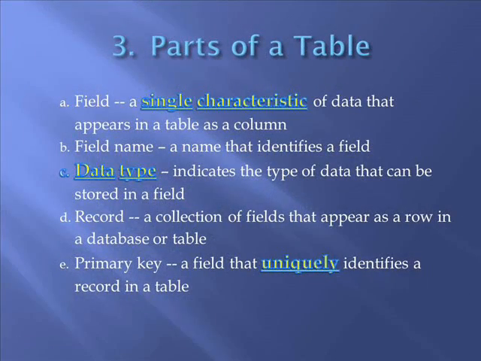It's already been stated that the table is the most important database object, and it is made up of fields, which are columns, and records, which are rows. A field is a single characteristic of data that appears in a table as a column, such as someone's first name or someone's first period class. It's a single characteristic of data. A field name identifies the field, and it's at the top of the column.